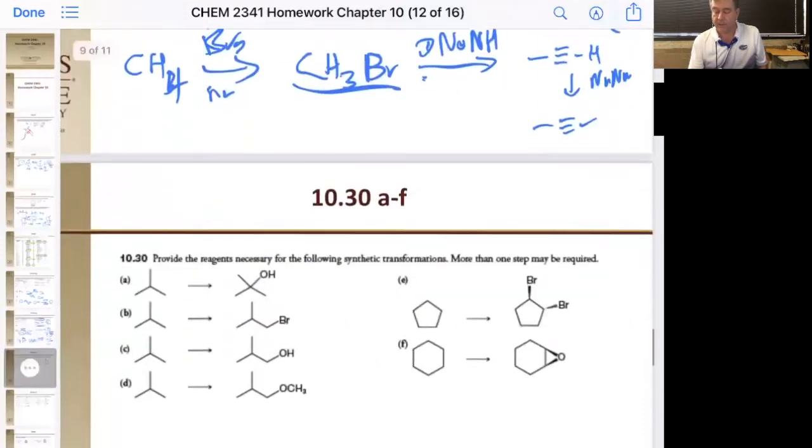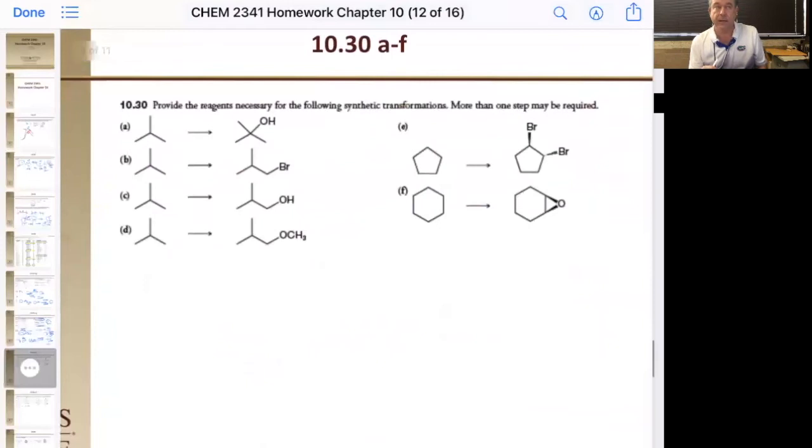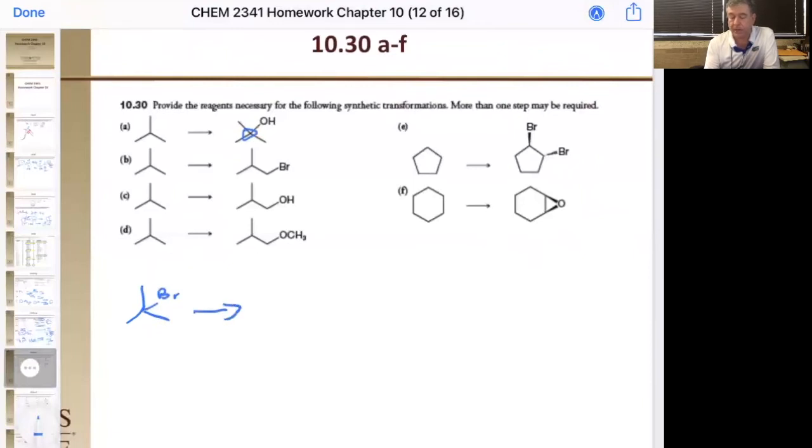Okay, so let's look at the next step here. We have to provide the necessary reagents to do the synthetic transformations. So because this is a tertiary alcohol, we can't do an SN2 reaction. However, the first step is probably going to be halogenation to give us bromine. And then we'll probably have to do water.